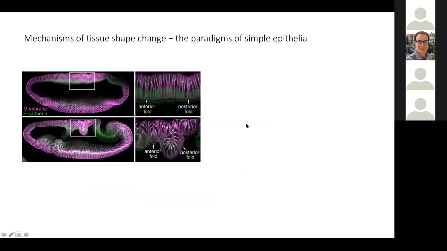So what do we know about this process? We know quite a bit about how tissues change their shape. A lot of this comes from work in simple model organisms such as Drosophila, which has a monolayered epithelium, showing here the ectodermal cells that will give rise to these folds, these dorsal folds, which is one of the prototypical mechanisms of shape change that have been observed.